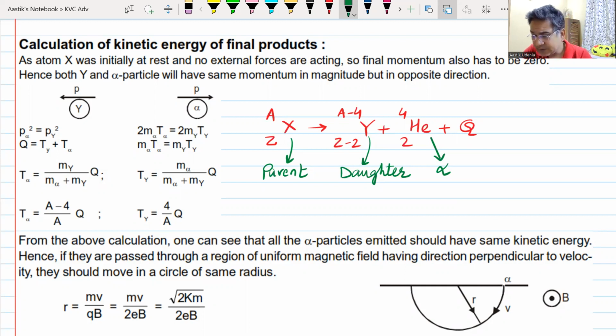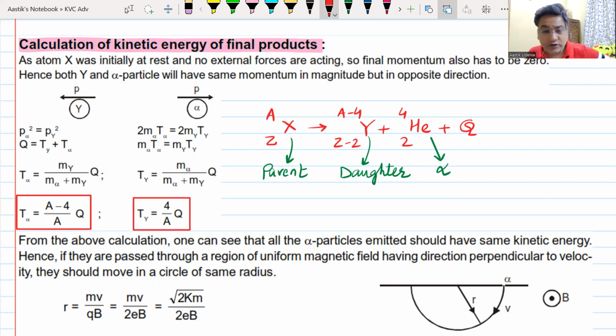to this part where we find out the kinetic energy of the following products. We have already done a question. The kinetic energy of the alpha particle will be (A minus 4) divided by A into Q. This is the short form. The kinetic energy of the Y, the daughter nucleus, will be 4 upon A into Q, where A is the mass number of the parent nucleus. Remember, almost all of the energy is taken by the alpha particle. We have done this question. This is just a proof of this.